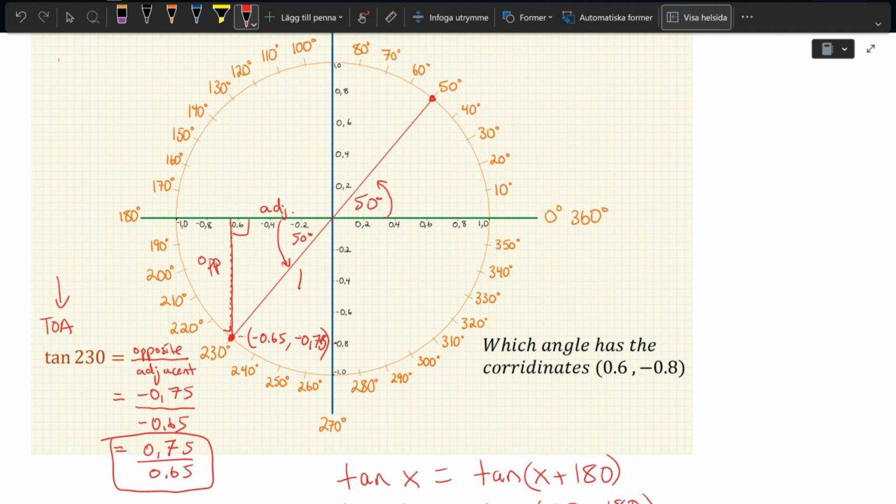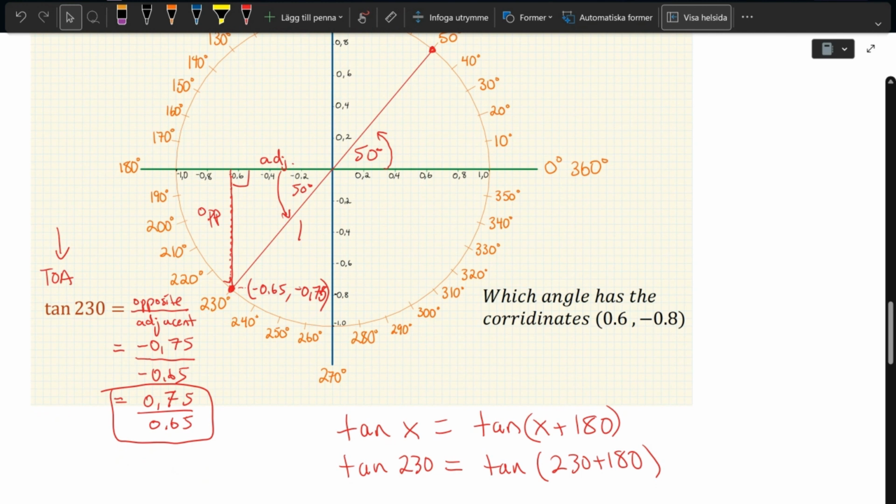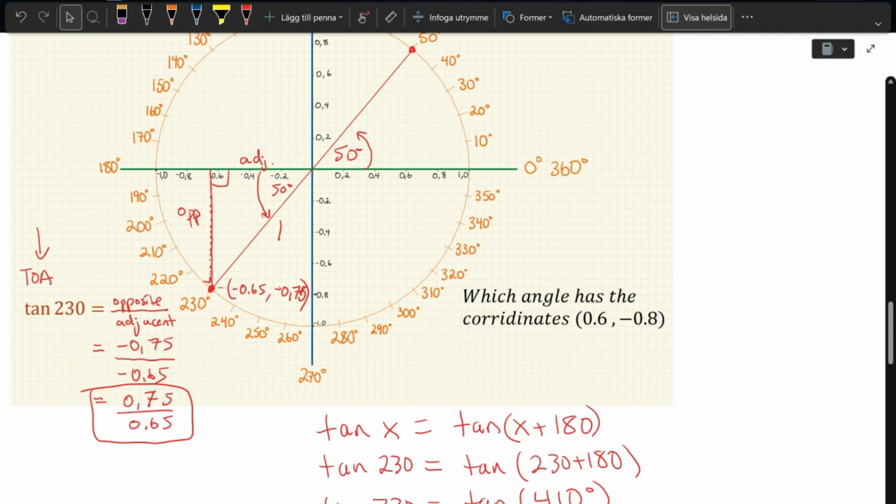You can also see that one whole lap will get you to 360, and it takes you 50 more degrees to reach that point. So 360 plus 50 will give you 410. So the tan of 230 will also equal the tan. Oh, that's not looking too nice. Let's fix that up. The tan of 230 degrees.